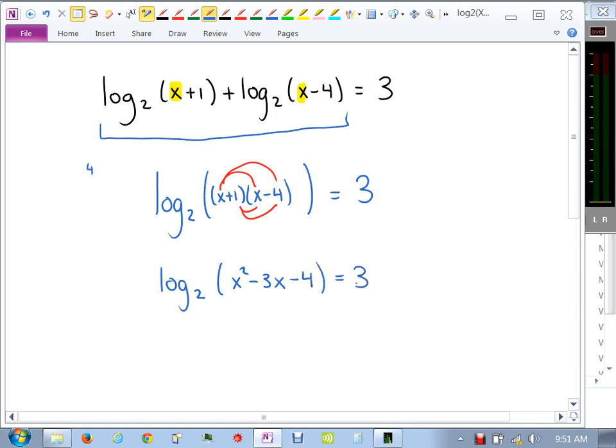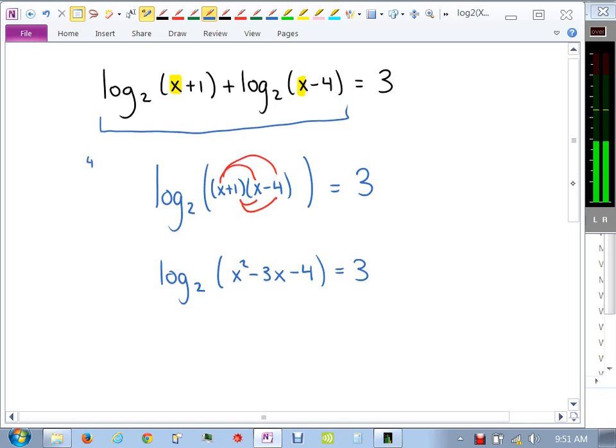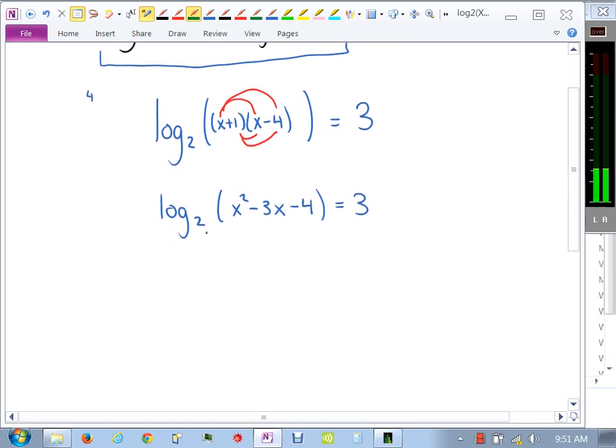Do you agree with that? If you were to expand that and collect like terms, you should get that. And now I can do the loop. So 2 raised to the third should equal that quadratic inside there. What's 2 raised to the third?